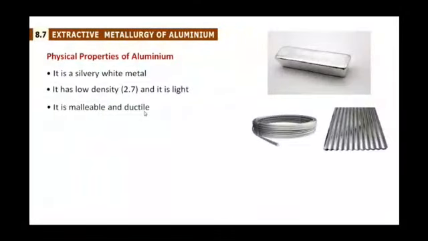Let's learn about the physical properties of aluminium. It's a silvery white metal. It has low density, that is, it's a lightweight metal. That's why it is used in making aeroplane parts. It is malleable, that is, can be made into thin sheets, and ductile, can be made into thin wire.